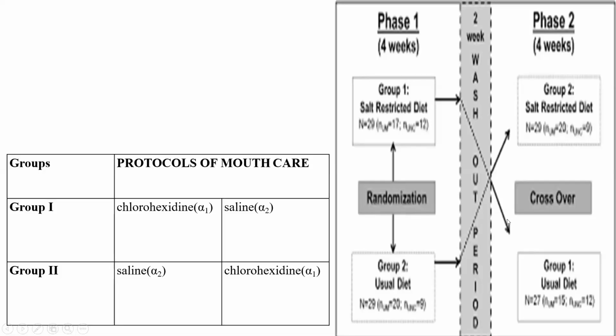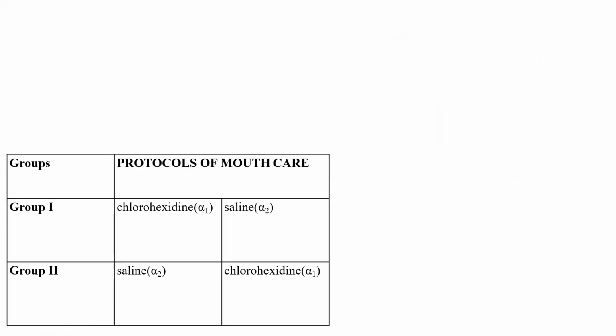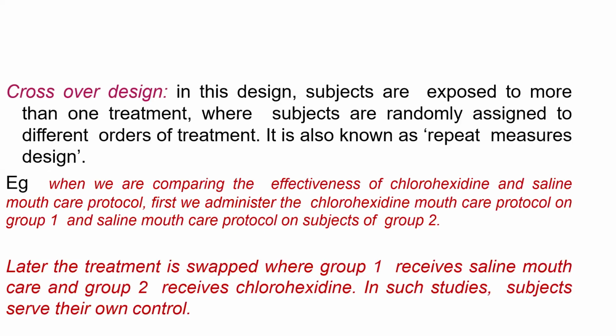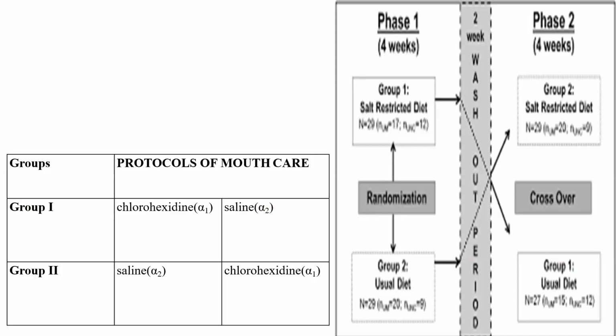So this is an apt example for crossover design. It is something like a zigzag manner. Thereby you can easily differentiate, or deliberately say, which is the best thing, whether it is a salt restricted diet or usual diet, or whether the best remedy for mouth care is chlorhexidine or saline. Likewise, we can easily come to the conclusion. The outcome will be better.